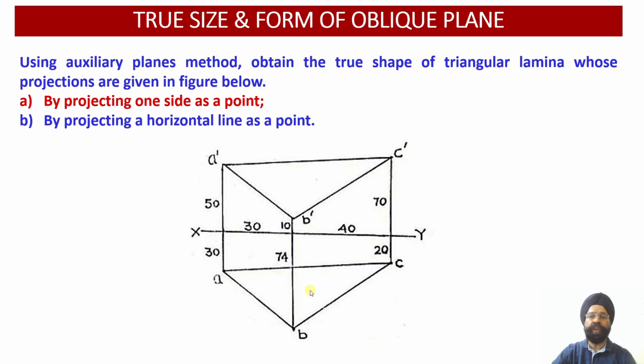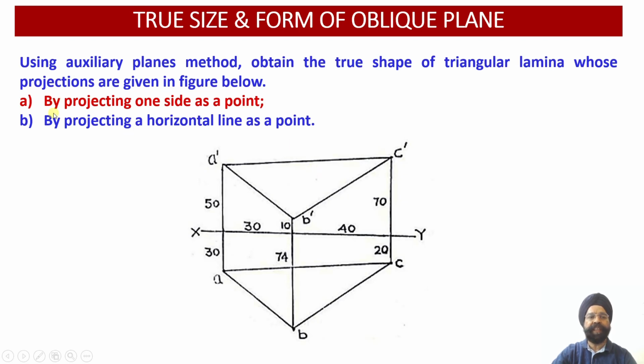So we need to develop special techniques through which we will be able to work out the true lengths of each of the edges of this triangle, that is AB, BC and CA, and obtain the true size and true shape of this oblique triangular lamina. We are going to make use of the auxiliary plane method to obtain the true shape of the triangular lamina, whose projections are given below, and we are going to use two methods.